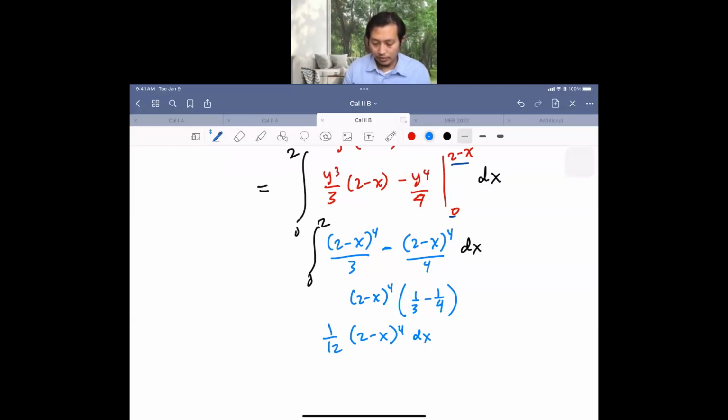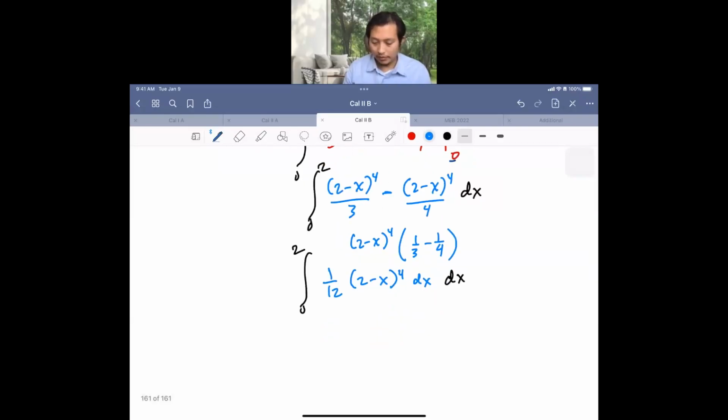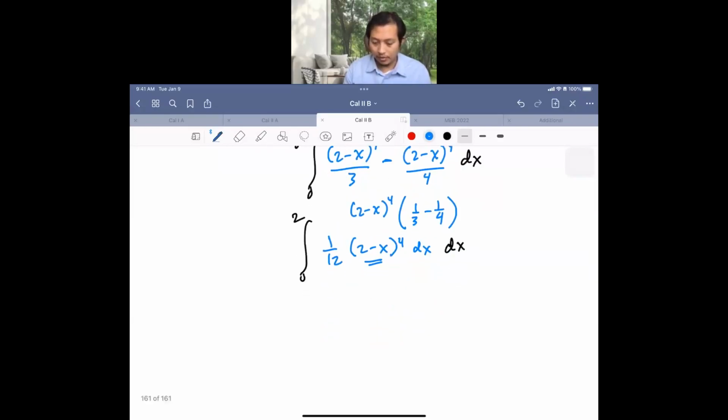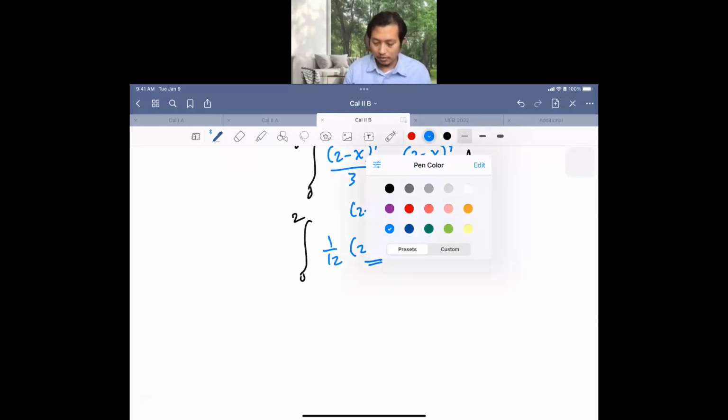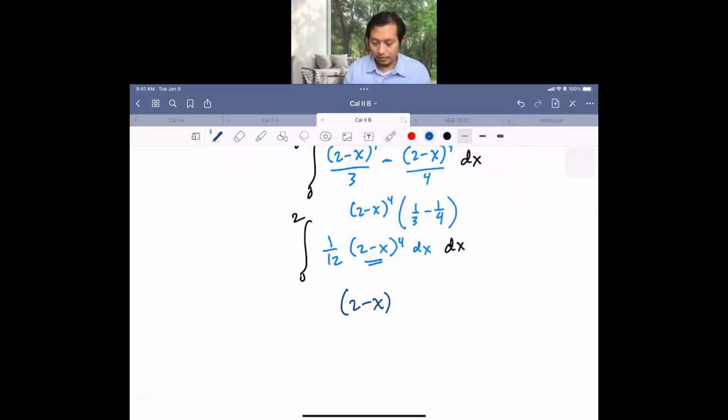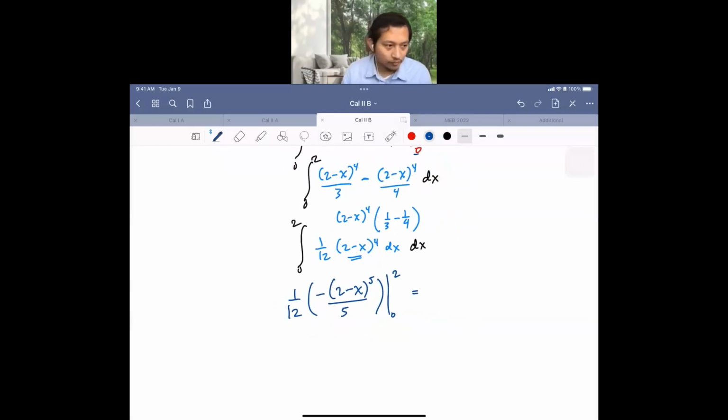Now still doing integrations. So (2 minus x) with power of 4 becomes (2 minus x) with 5. But we have 5 and minus, right? And then still we need to multiply with 1 over 12 from 0 to 2. So this will be negative 1 over 6c. And the inside will be 2 minus x.